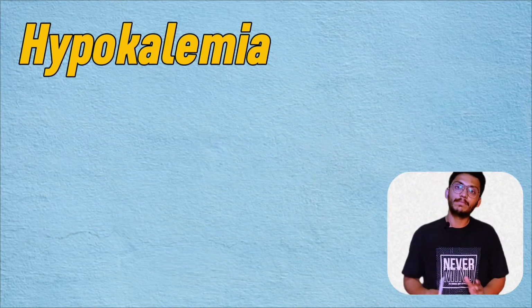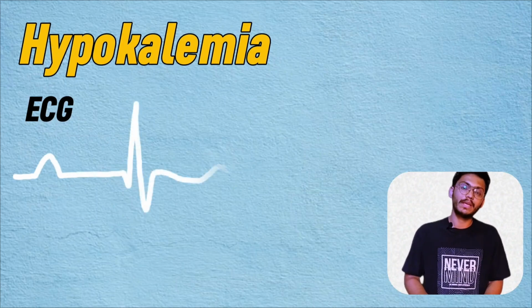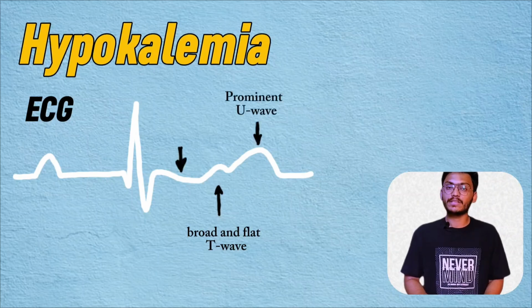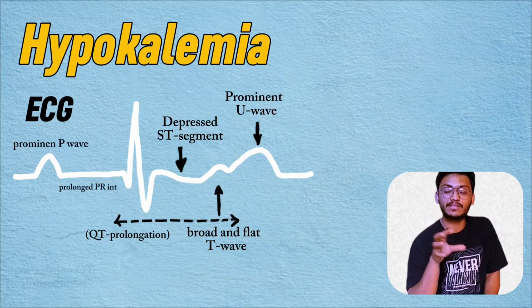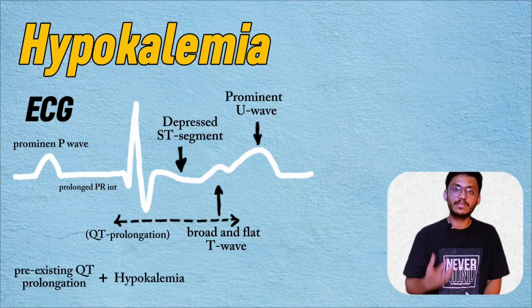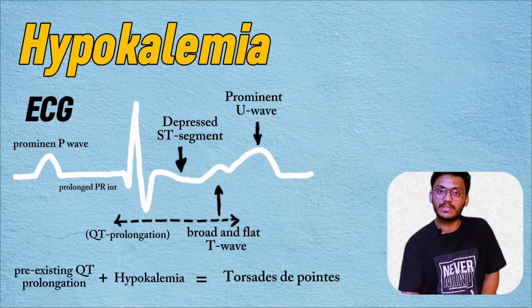And there are some typical ECG findings that you can see in a case of hypokalemia. The first being broad and flat T waves, prominent U waves, and a depressed ST segment, and the last one, QT prolongation. In any case of pre-existent QT prolongation, if the patient goes into hypokalemia, there is an increased chance of developing torsades de pointes. So these are the manifestations of hypokalemia affecting muscles.